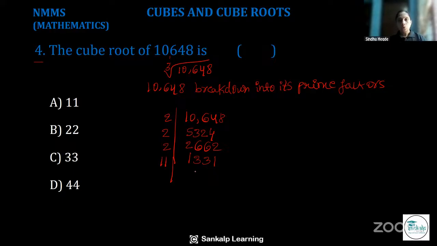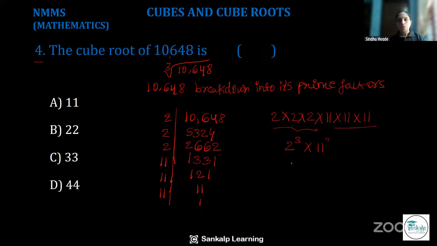Okay, 11, 121s are 1331. Again, this 121 is divided by 11. 11 11s are 121. Then 11 ones are 11. Then write the prime factors: 2 into 2 into 2, 3 times. Then 11 into 11 into 11. So group these prime factors. Here 2 comes 3 times, 2 cube, and 11 comes 3 times, 11 cube.